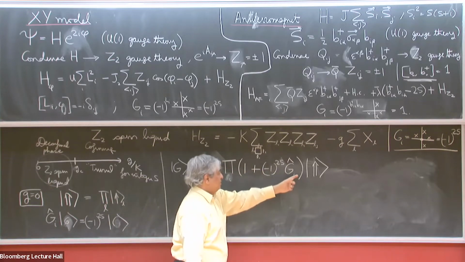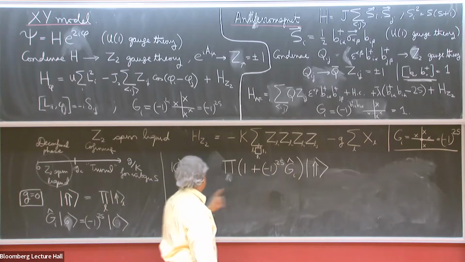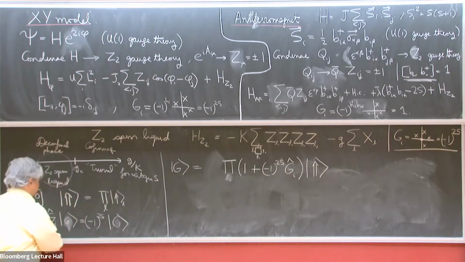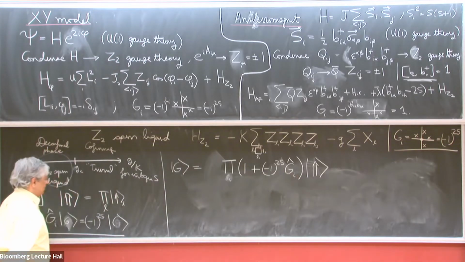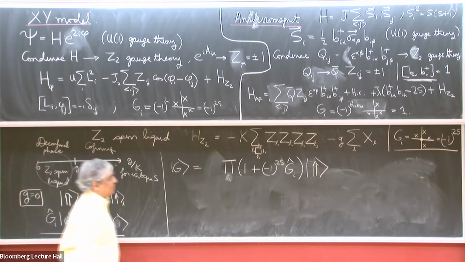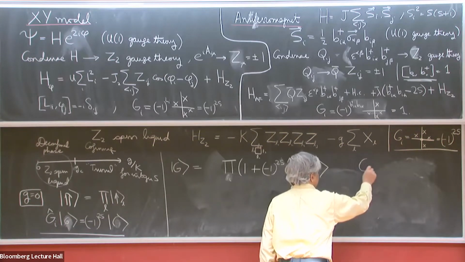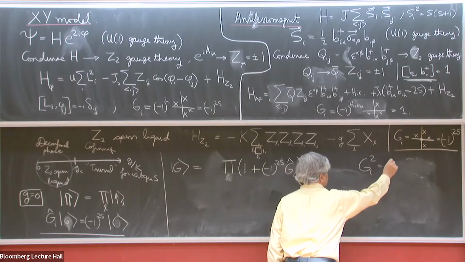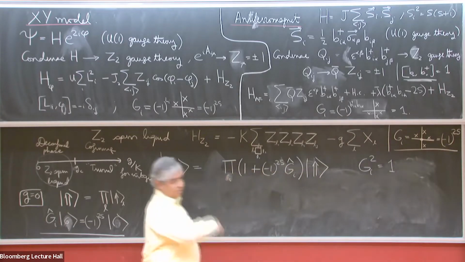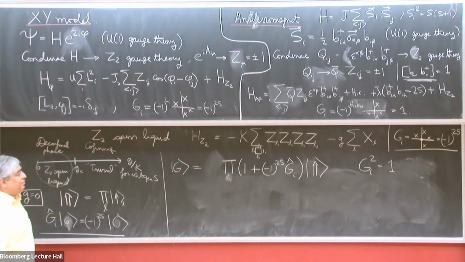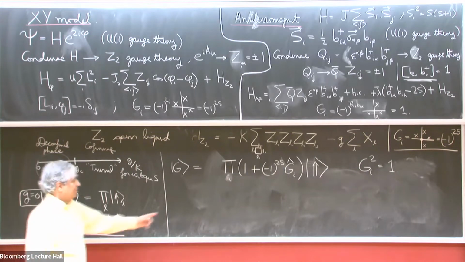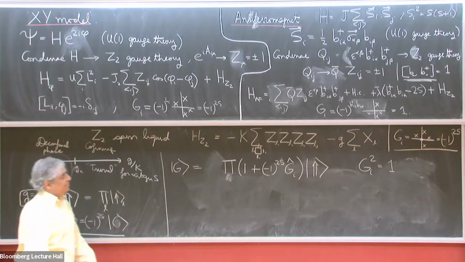And then it's also easy to see that it obeys this, it's gauge invariant. Because if you hit G_i on this, you're going to get exactly that. All you have to use is the fact that G_i squared is 1. So it's the product of X operators on 4 links and squared is 1. So once you use that, you can see this is the ground state.